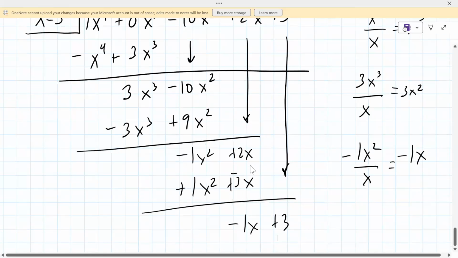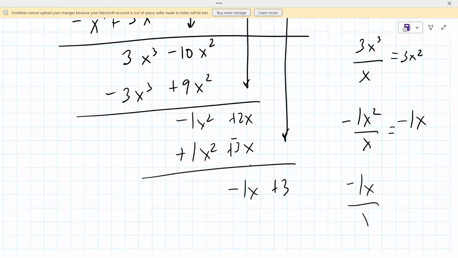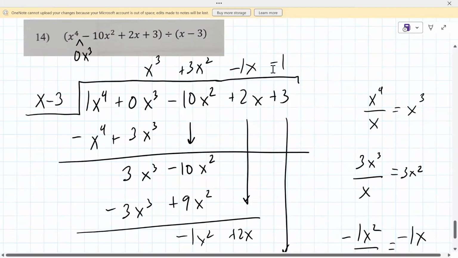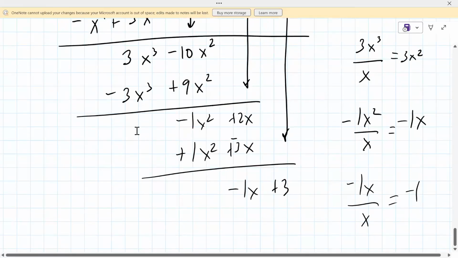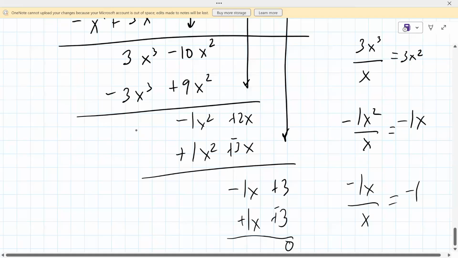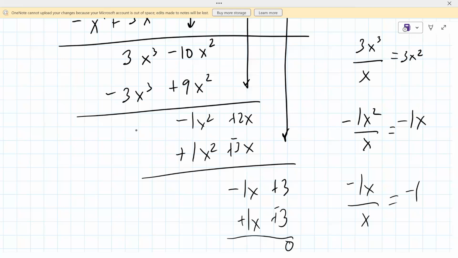And then same thing again, rinse and repeat. You get negative 1, that goes back up here. Sorry for all the scrolling. Negative 1 times x, negative 1 times negative 3. You get negative 1x plus 3, change the signs, and this time you get a remainder of 0. Oh, okay. Doesn't always work out like that, but this one did.